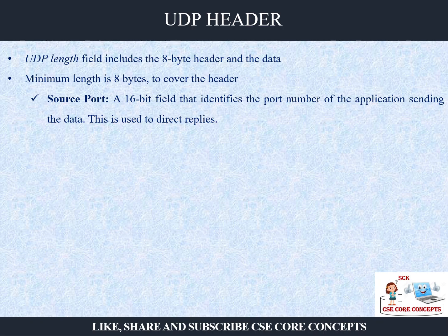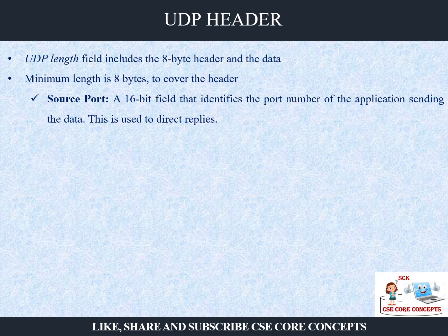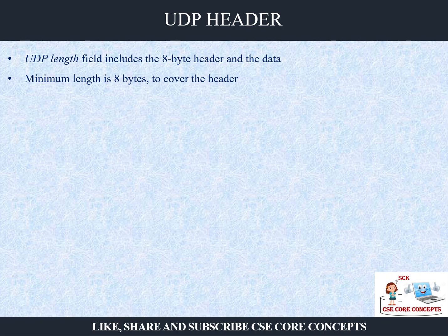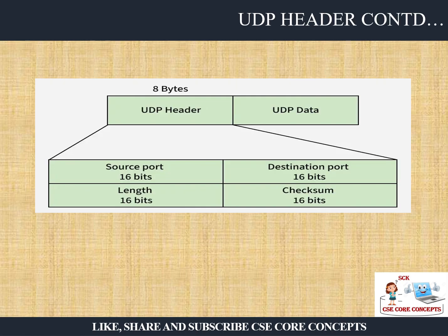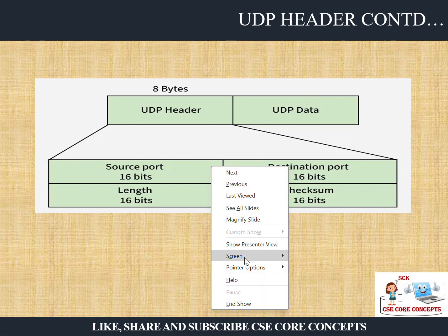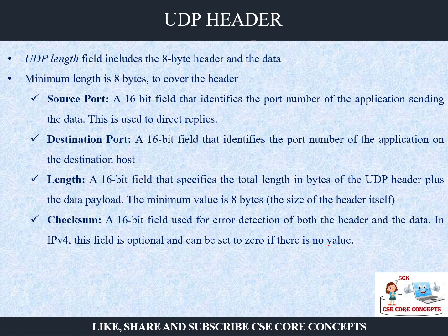Now the UDP length: we have seen that the segment has two parts, the header and the data. So the length field includes the 8-byte header and the data. The minimum length is 8 bytes to cover the header if there is no data. So what are the contents of the UDP header? It contains the source port, the destination port, the length and the checksum. Four fields are there, so let us understand each one. First is the source port. It is a 16-bit field, or 2-byte field, that identifies the port number of the application which is sending the data. This is used to direct the replies.